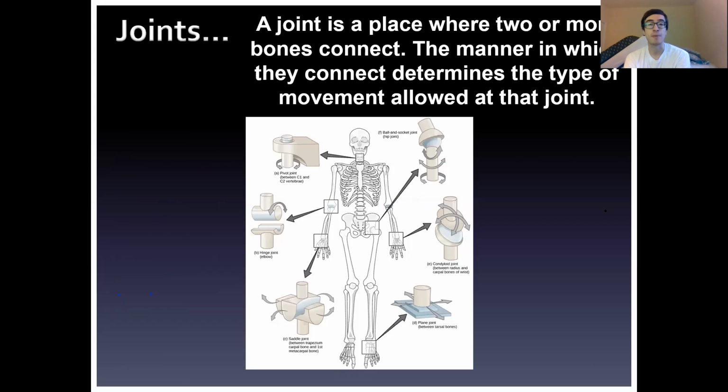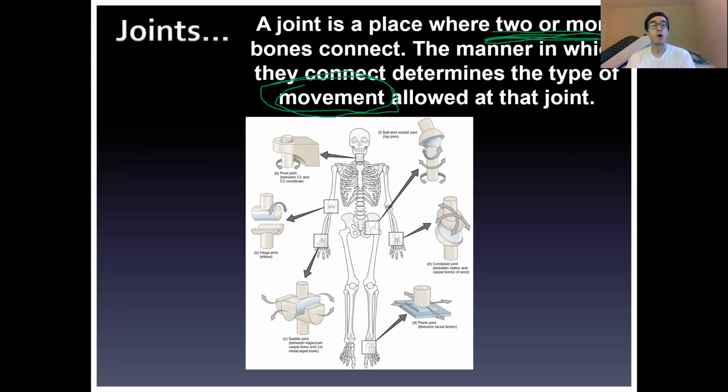The last thing that we're going to talk about in terms of the skeletal system is our joints. A joint is a place where two or more bones connect. So where bones come together, we're going to have a joint. How they connect and become attached to one another determines what kind of movement is going to be allowed at that joint.